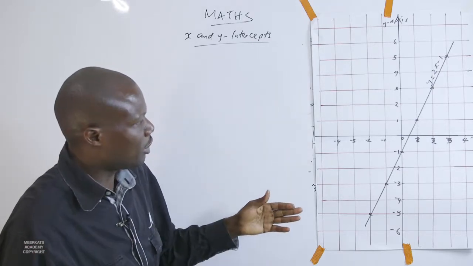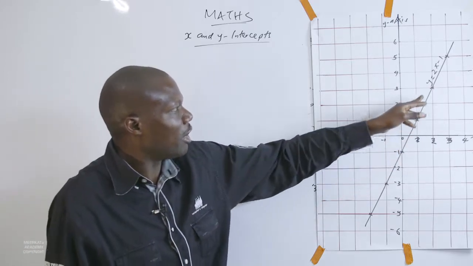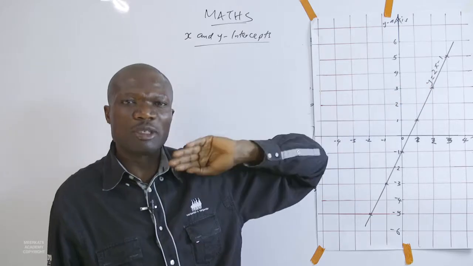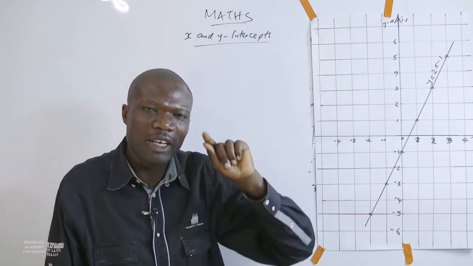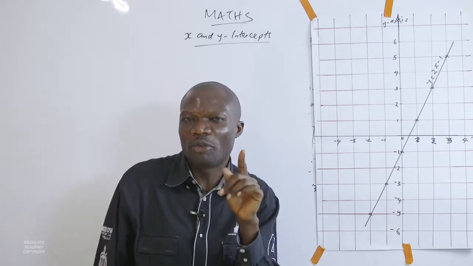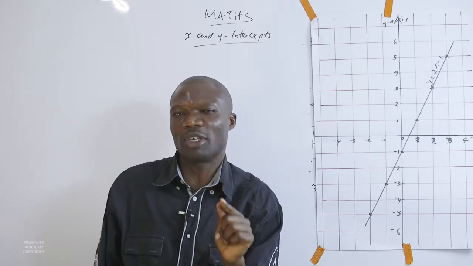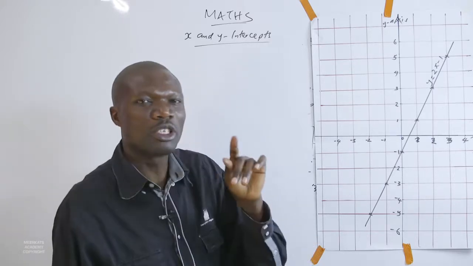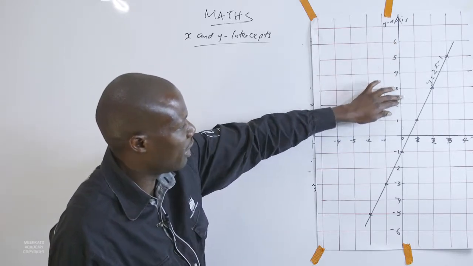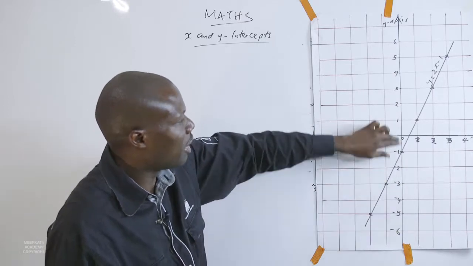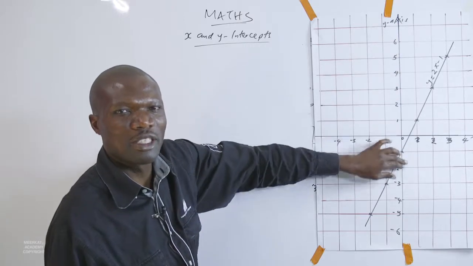Good. You should have identified already. Let us see. From the equation, y is equal to 2x minus 1. Let us identify the value of y at a point where x is 0. That one we shall call the y-intercept. When you look at the value, this is the y-axis. Anywhere along this line, the y-axis, the value of x is 0.